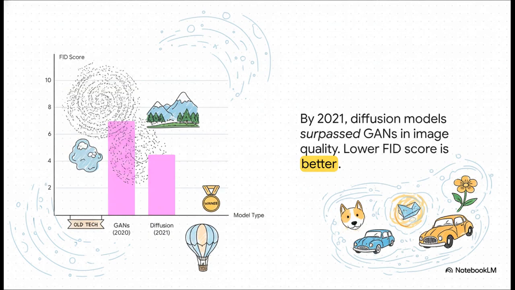I mean, this technique was so incredibly effective that by 2021, diffusion models had officially blown past the previous champions of image generation, which were called generative adversarial networks, or GANs. They weren't just making higher quality images, they were making images that were way more diverse too.